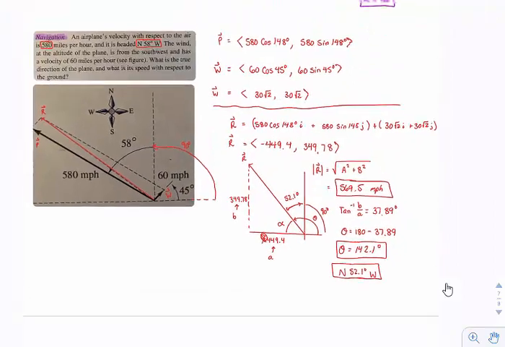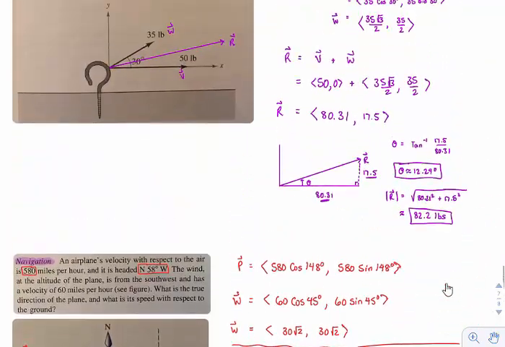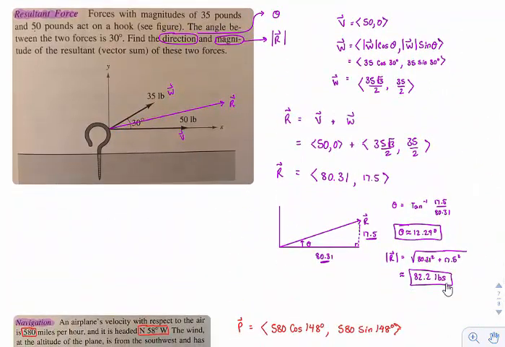All right, so that is resultant vectors dealing with headings and bearings, and, well, without dealing with headings and bearings. So hopefully that helped you out, and you have a better understanding, and good luck moving forward.